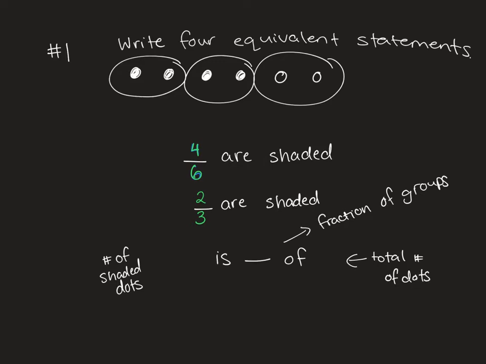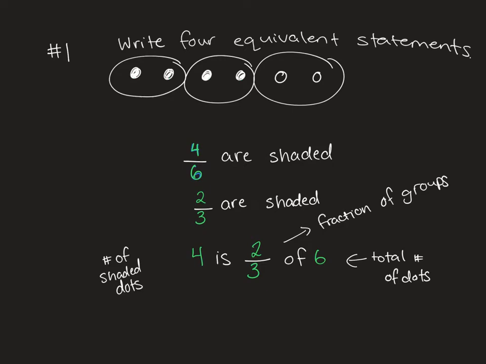So to fill this in, we could look at how many shaded dots do we have. There are 4 dots, so this one's not going to be a fraction. And then what fraction, so this would be the fraction of groups. So it's 2/3 of, and then we have to look at our total number of dots altogether, which is 6. So our third way is saying 4 is 2/3 of 6. So our 4 little dots are 2/3 of the 6 dots.